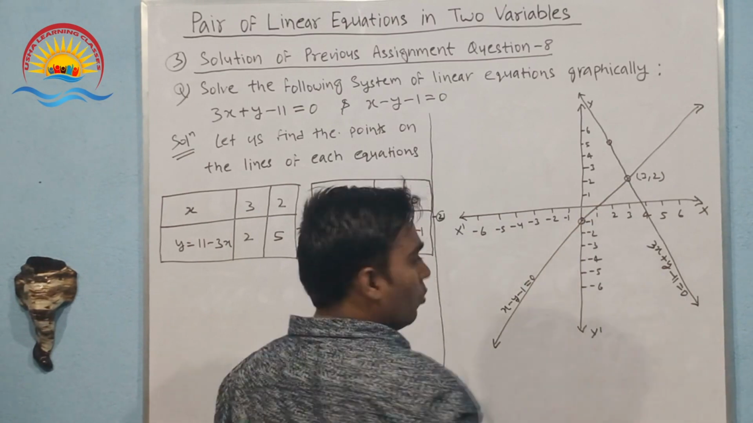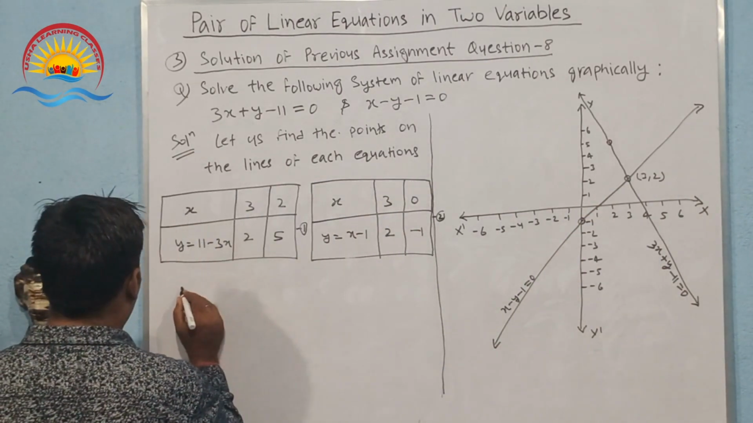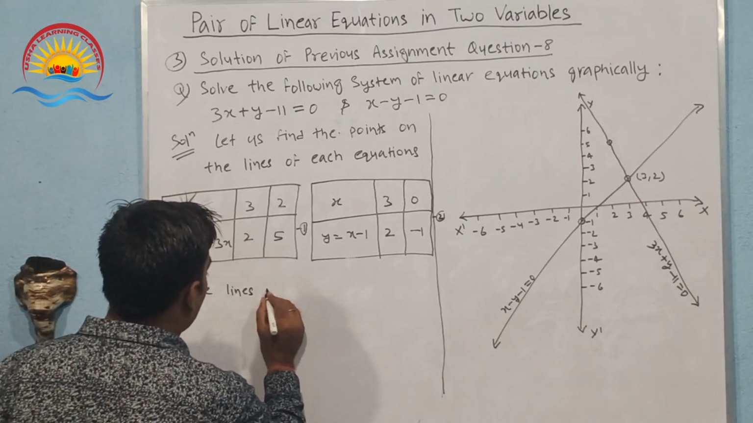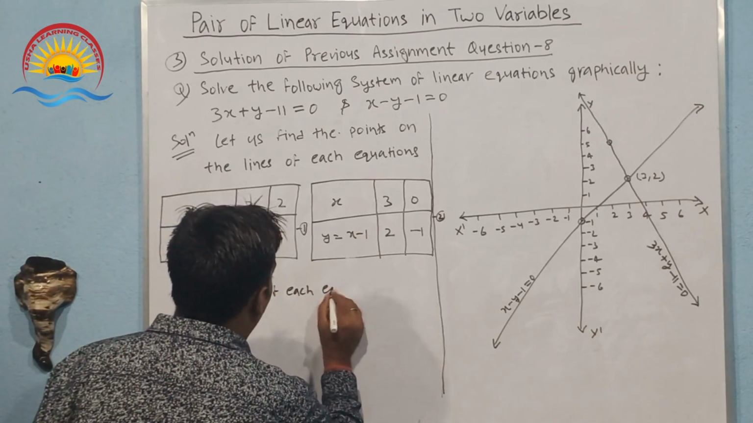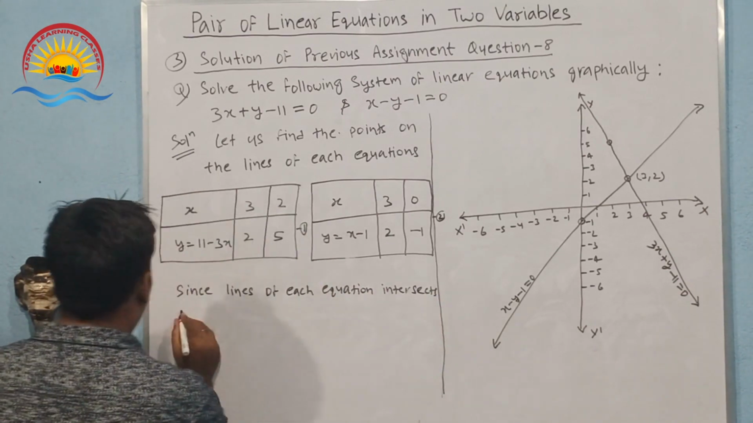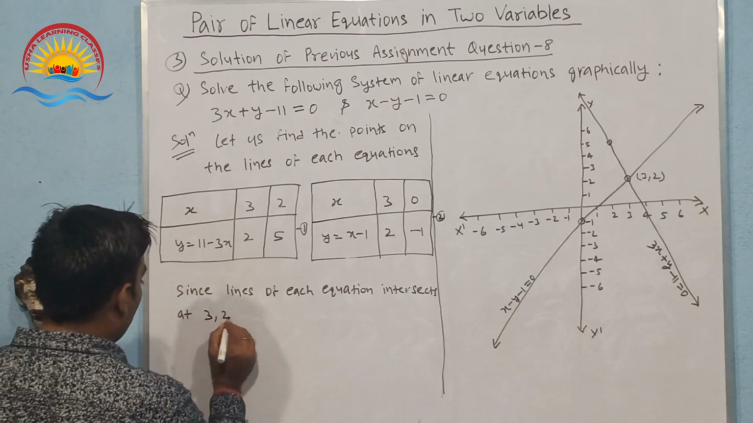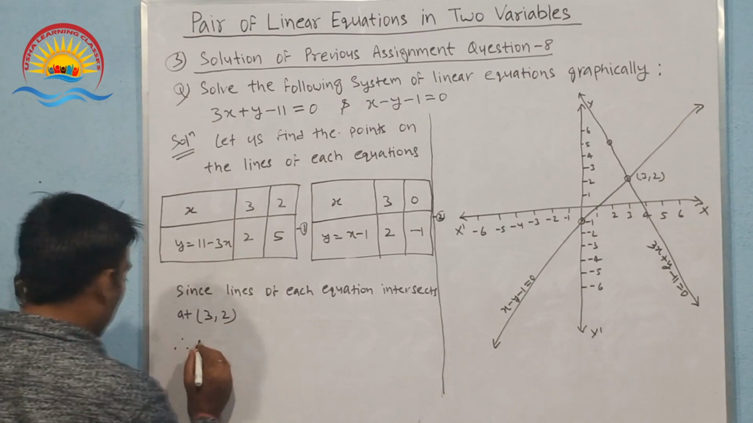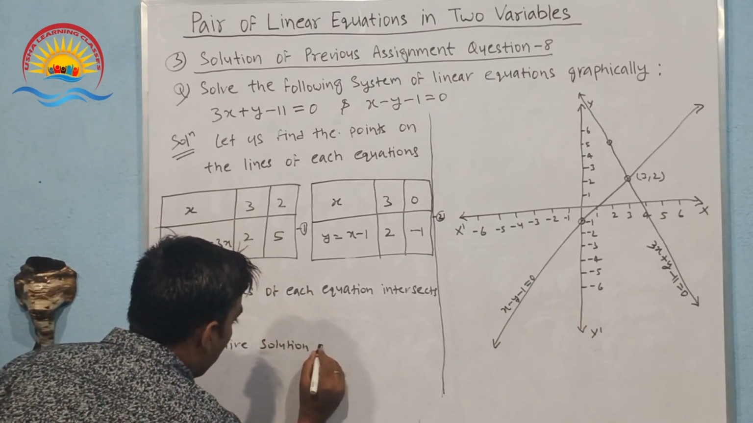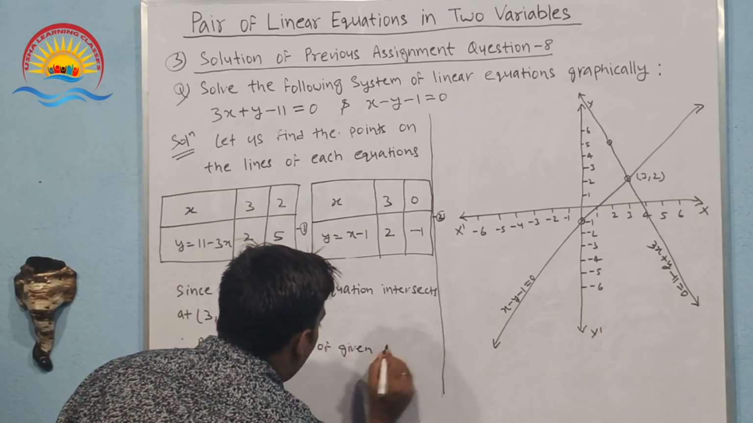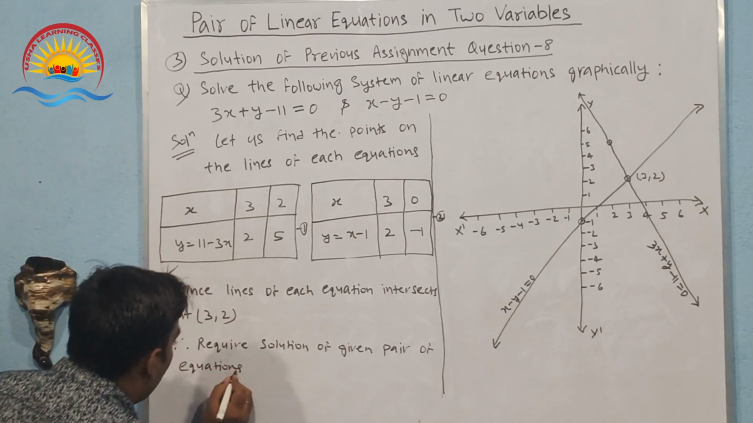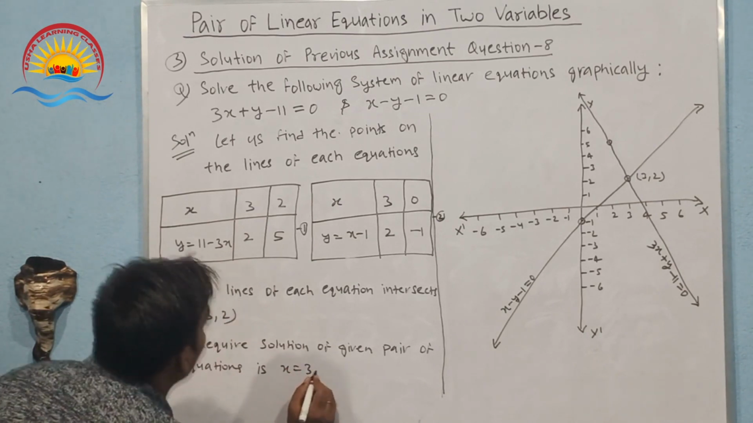Clearly both lines intersect at 3, 2. So our required solution of the pair of linear equations, since lines of each equation intersect at 3, 2, therefore the required solution of the given pair of equations is x equal to 3 and y equal to 2.